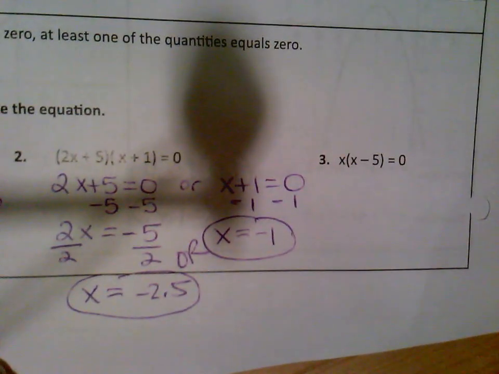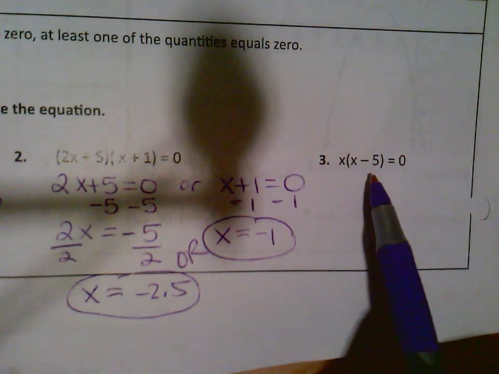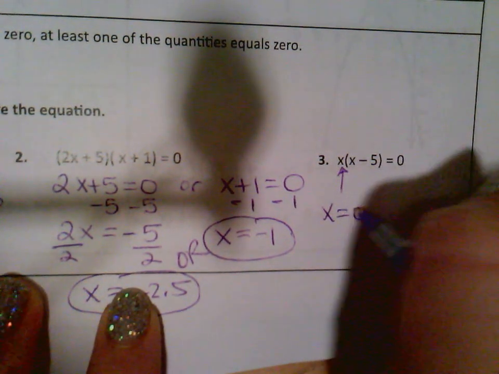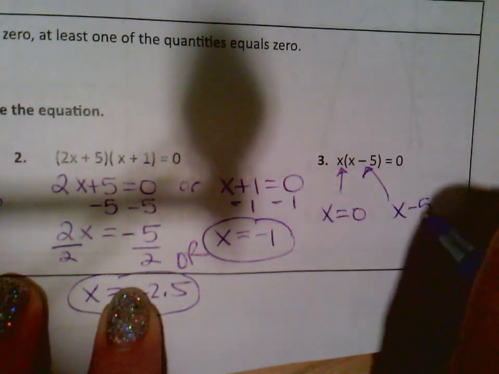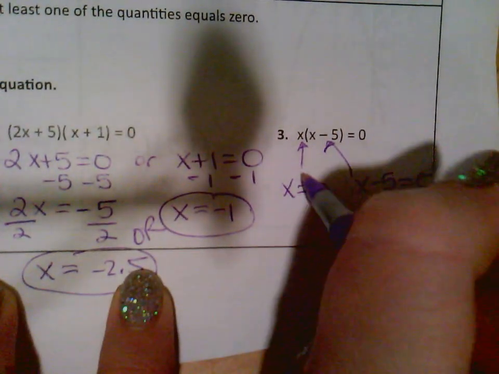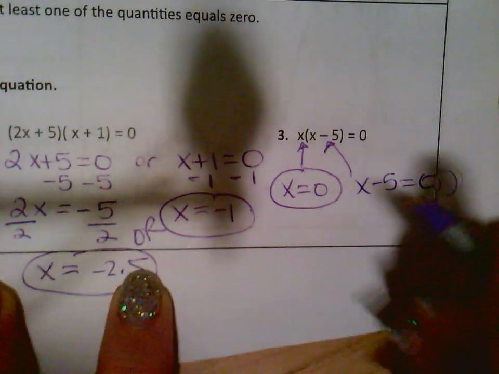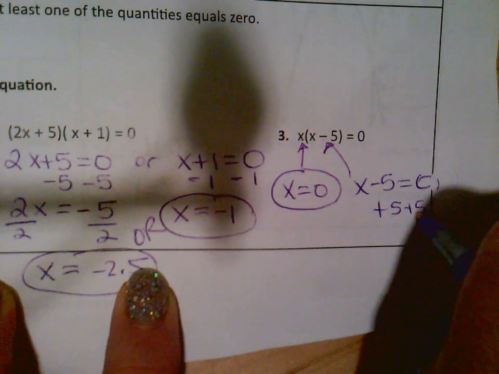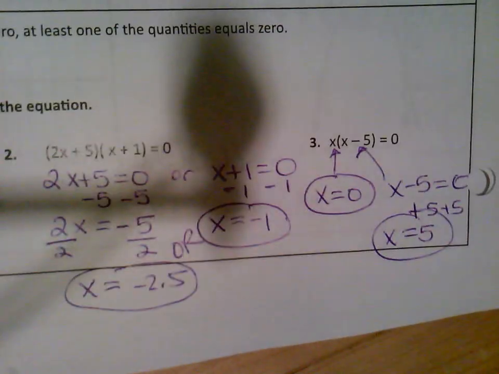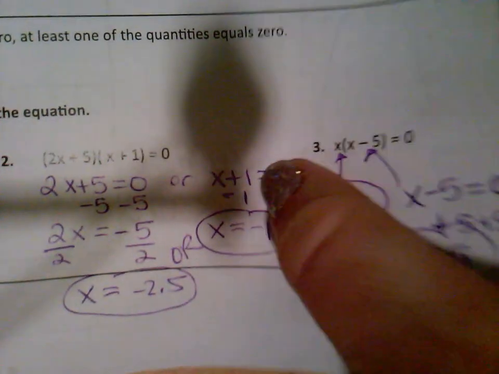Okay, this one looks a little bit different. This one has just an x and then an x minus 5. So again, you can write x equals 0, x minus 5 equals 0. Set up your two equations for yourself. This equation is already solved. One of our solutions is x equals 0. The other solution, if I add 5 to the other side, is x equals positive 5. So we need the zero product property every time we factor.